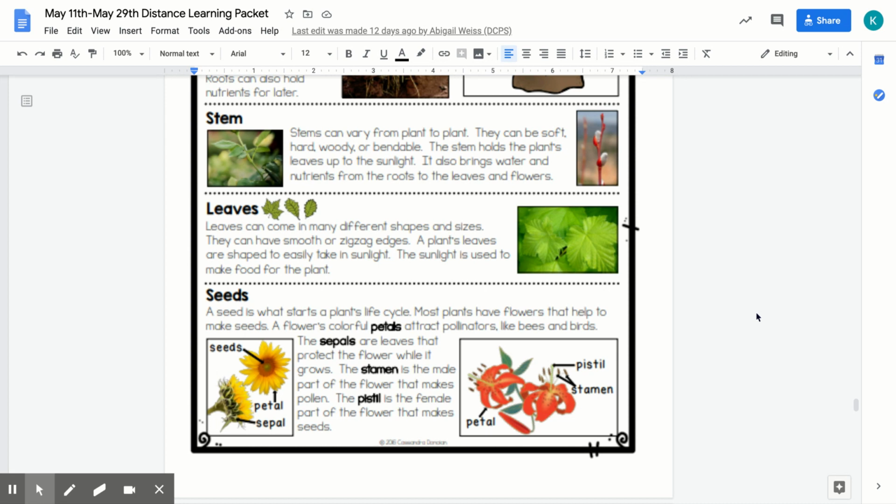Stem. Stems can vary from plant to plant. That means that they can be different depending on the plant. They can be soft, hard, woody, or bendable. The stem holds the plant's leaves up to the sunlight. It also brings water and nutrients from the roots to the leaves and flowers.